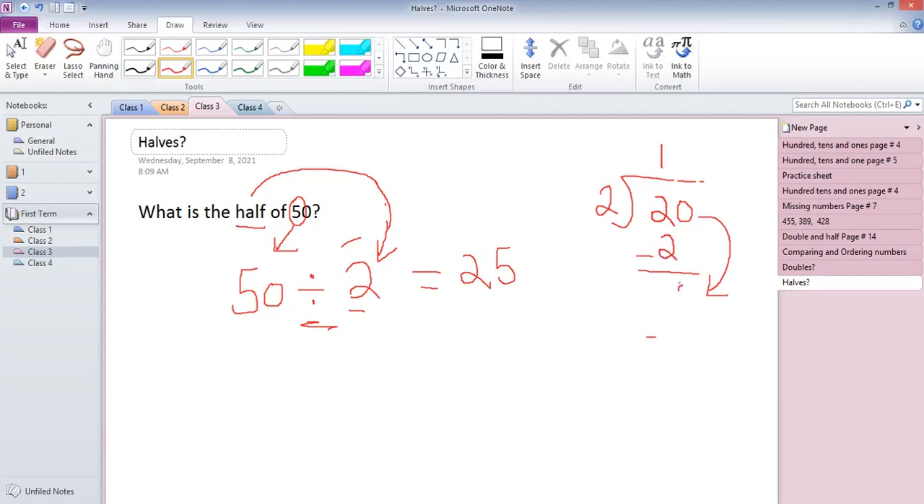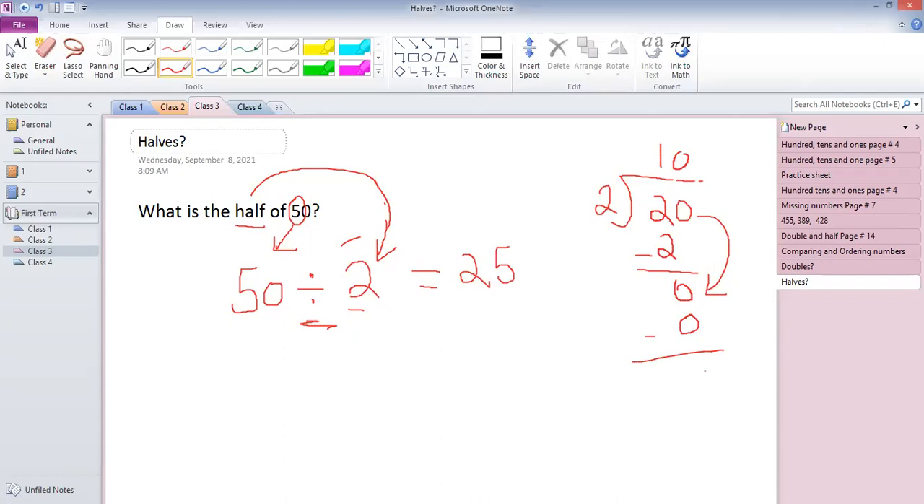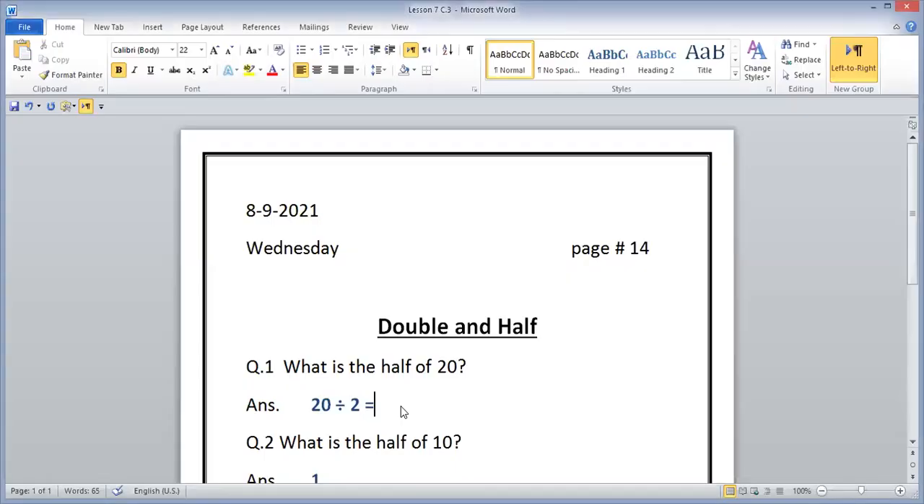2 minus 2 is 0. Then 0 is left. This 0 comes down. And 2 multiplied by what will give me 0? 2 multiplied by 0 will give me 0. And 0 minus 0 equals 0. So this is the answer. 2 multiplied by 10 is equal to 20. So the answer will be here: 20 divided by 2 is equal to 10.